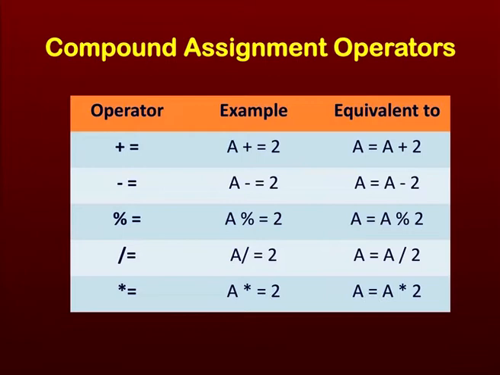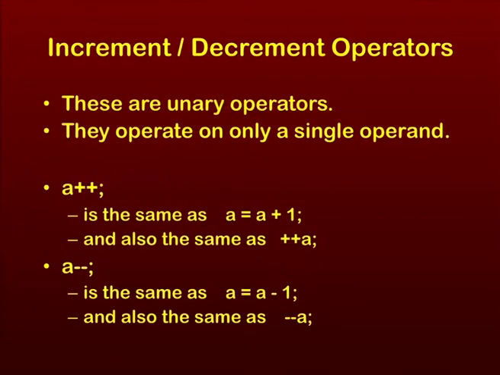Then there are increment and decrement operators. They are unary operators, that means only a single operand is required. I write a plus plus, that means a is equal to a plus 1, and also if I write plus plus a, that is also equal to a plus 1. In the similar fashion, a minus minus means a is equal to a minus 1, and if I write minus minus a, that is also equal to a minus 1. But when they are used in expressions, there is a difference between the values they are going to take.